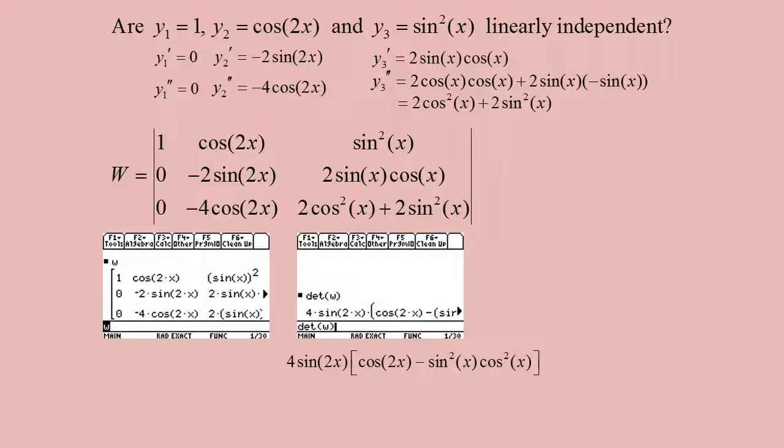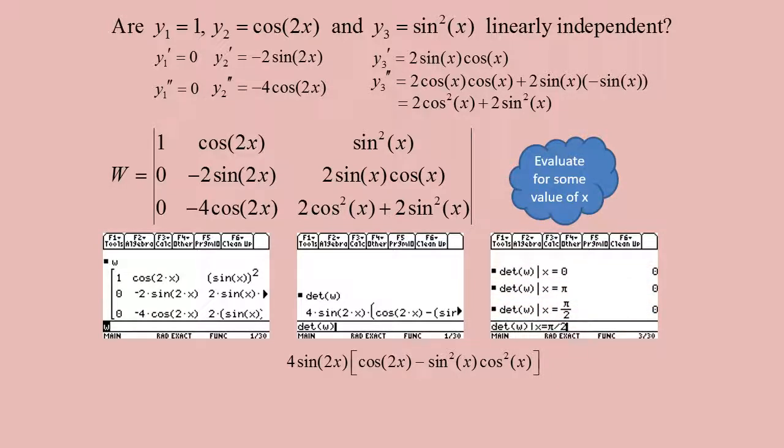Now, as you can see, this evaluates to a function, not to a specific number. And I'm simply going to evaluate this for some values of x. I've chosen 3 values, x equals 0, x equals pi, and x equals pi over 2. And notice all of those give an answer of 0, which means these are not linearly independent.